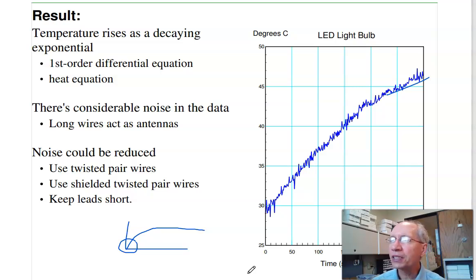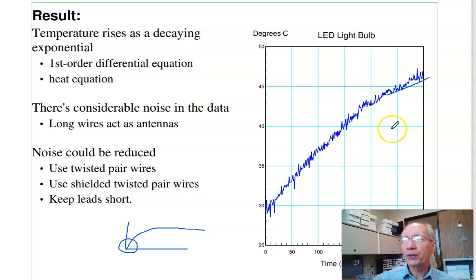Second thing to note is the data is pretty noisy. Part of the reason it's noisy is I've got wires running from my sensor and the light bulb to the Pi Pico board. Those long wires act as antennae. They pick up RF energy, and you get noise like this.